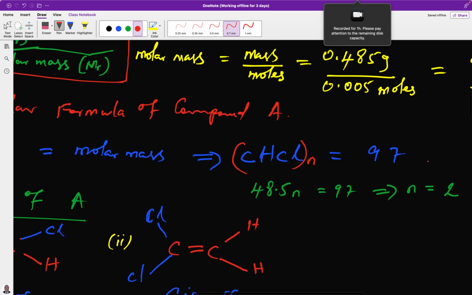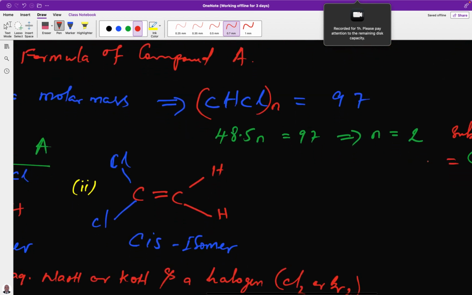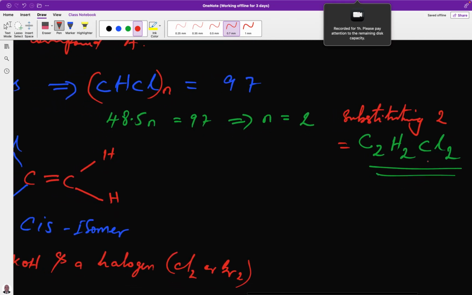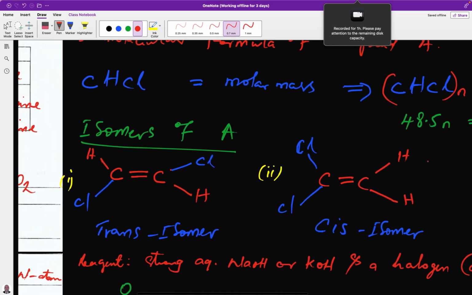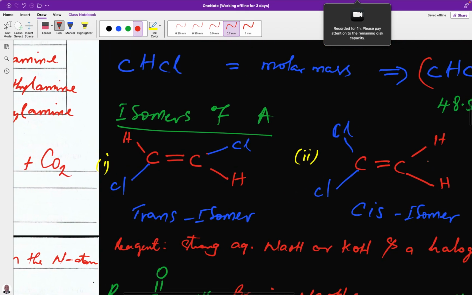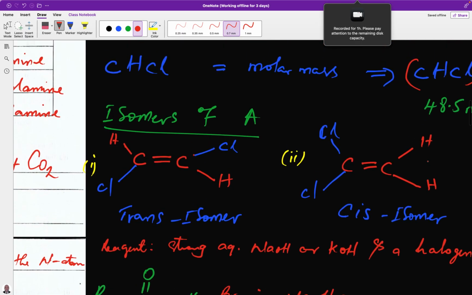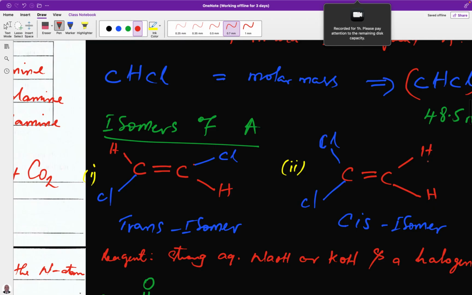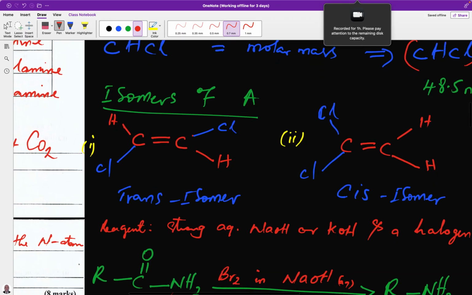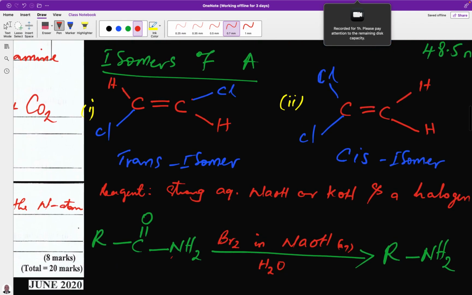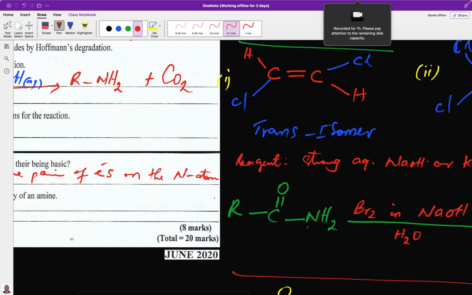We use the molar mass and the empirical formula to calculate the formula mass of the compound. And we use the formula mass of the compound to calculate the molecular formula, to come out with isomers that are being formed by this compound. It's an alkene. We noticed that it was only one type of isomer, which is geometric isomerism, the cis and trans isomers that resulted from that.